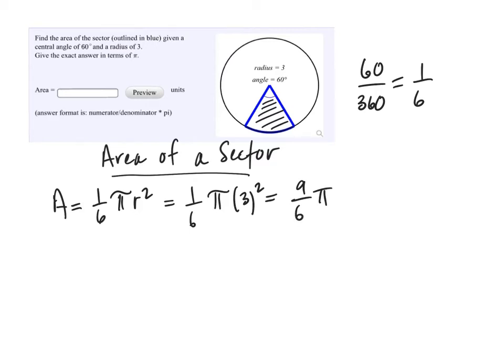9 over 6 can be reduced. They're both divisible by 3. So we'll divide them both by 3. 9 becomes 3. 6 becomes 2. So our final answer is 3/2 pi.